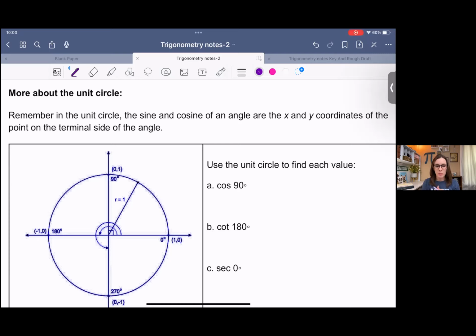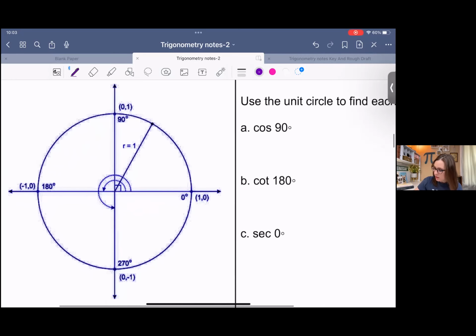All right, remember in the unit circle, the sine and cosine of an angle are the x and y coordinates of the point on the terminal side. So let's use the unit circle to find each. Now, I'm saying that x is cosine and y is sine. That's a true statement throughout. So if I look at cosine of 90 degrees, then I'm focusing on this here.